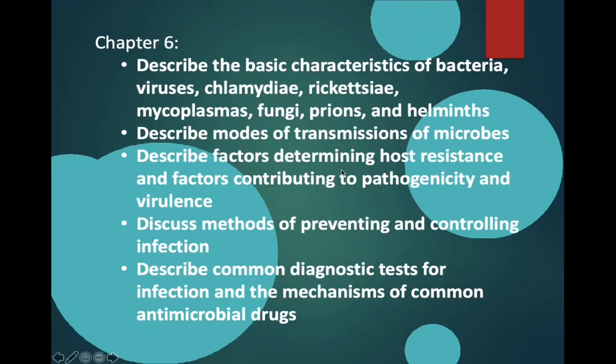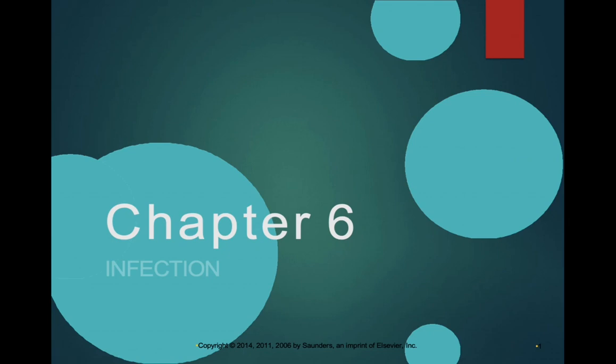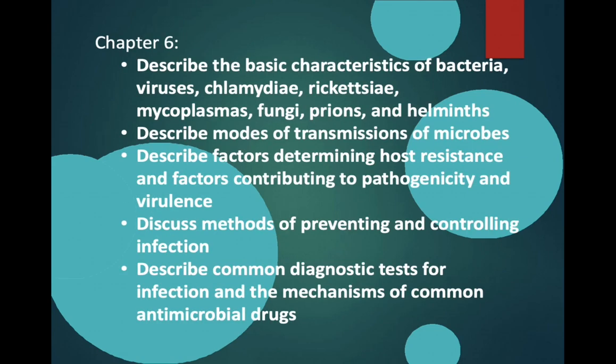Okay, hi class. So we're going to be starting chapter 6. We'll be covering infection. We'll be describing some of the basic characteristics of bacteria, viruses, chlamydia, rickettsia, mycoplasmas, fungi, prions, and helminths. And then we'll describe some of the modes of transmission of the microbes.